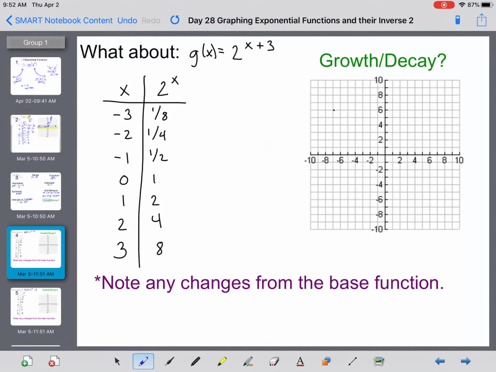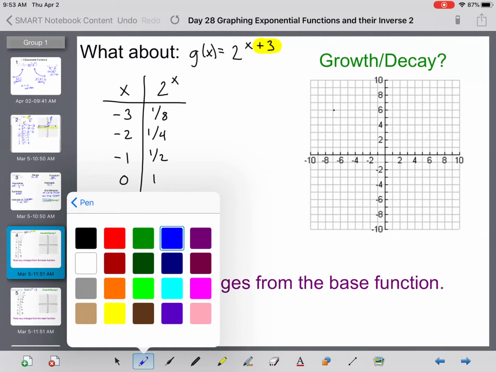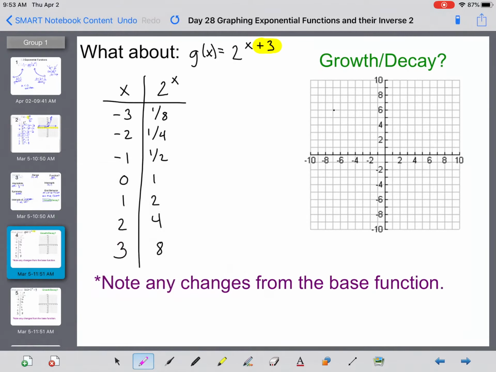All right, I want to talk about some transformations with this function. So let's look at this new function g of x, and let's define it as 2 to the x plus 3. So now there's a plus 3 right here going on with my x value. That transformation means we're going to be moving this graph to the left 3 units.